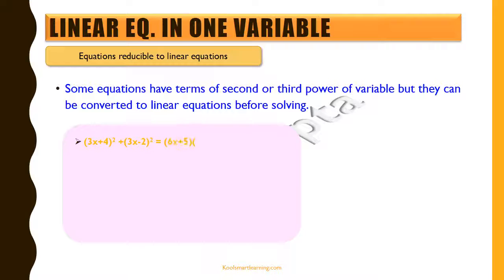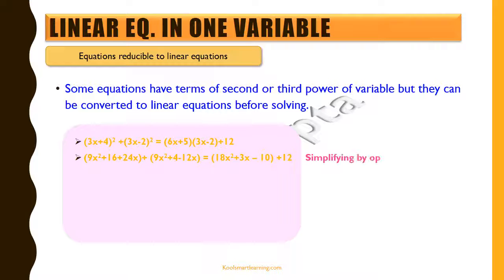One such example is, say, we have (3x plus 4) whole square plus (3x minus 2) whole square is equal to 6x plus 5 into (3x minus 2) plus 12. Now this clearly shows that we have x raised to power 2. So the second power of x is definitely coming in this equation, but let's try and simplify it.